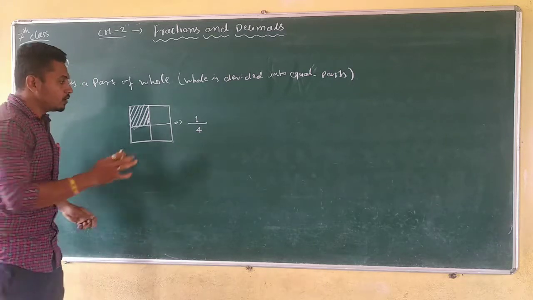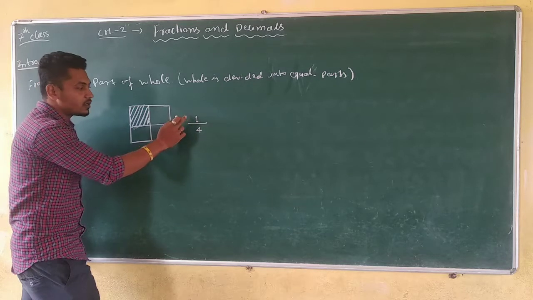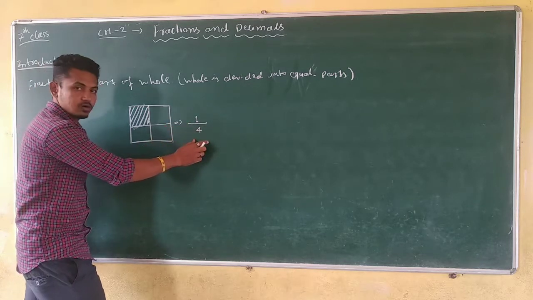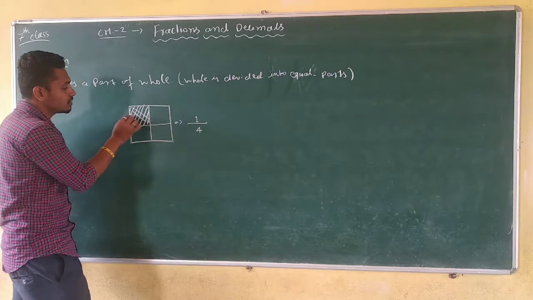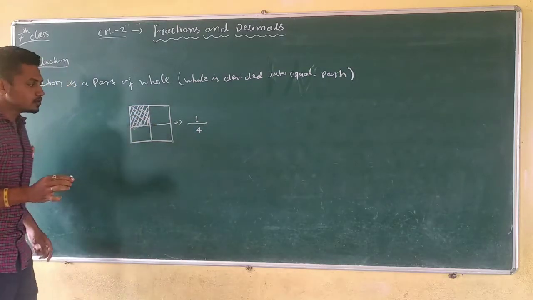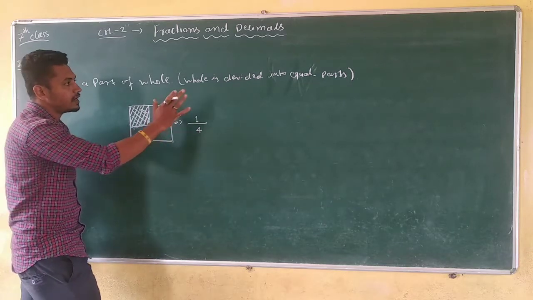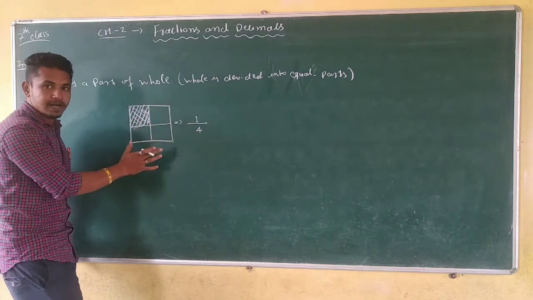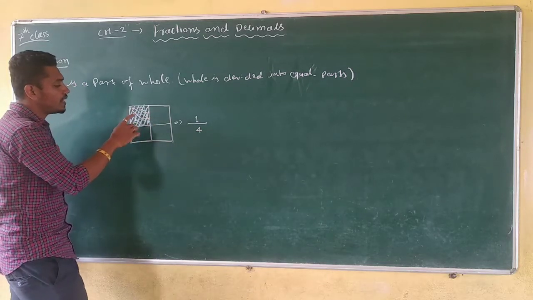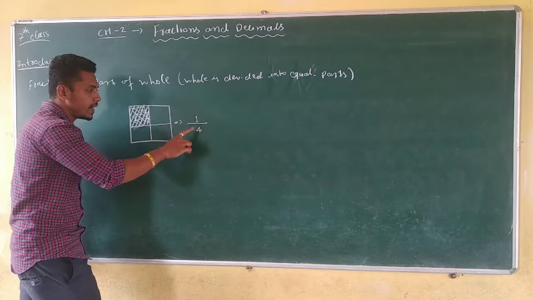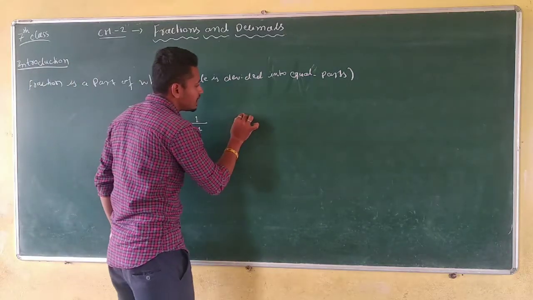Is it right? Which means here the 1 part of 4. The 1 part of 4 is the colored part. So see here, this is a whole and this whole is divided into 4 equal parts, and this colored part, the 1, is the colored part. So that's why 1 divided by 4. Is it right?